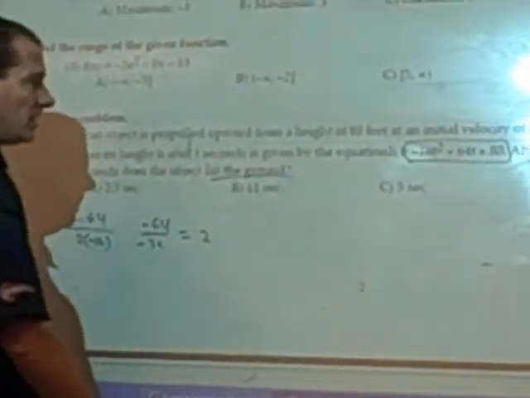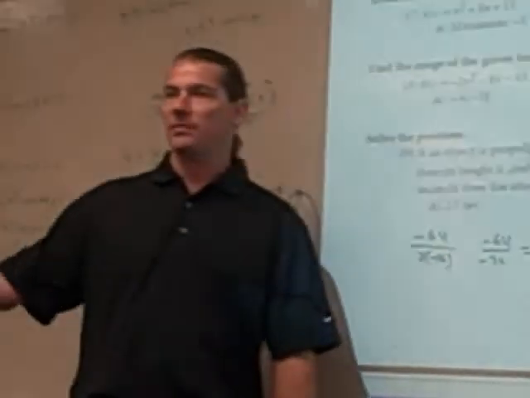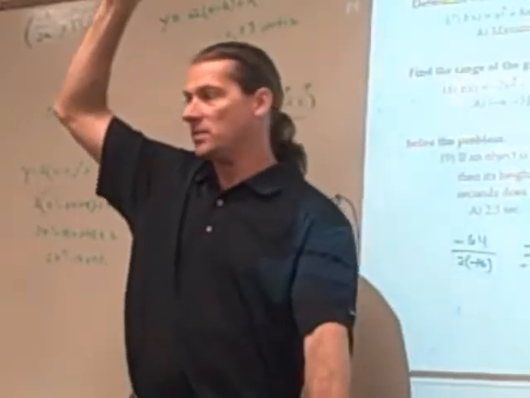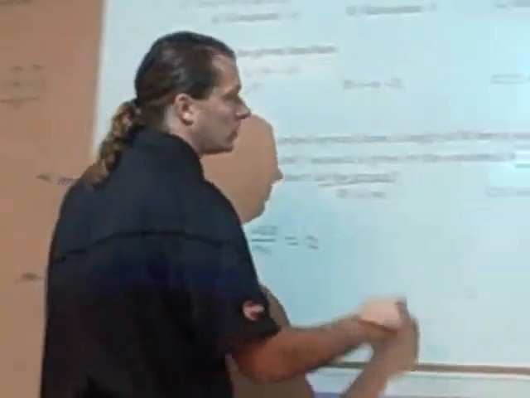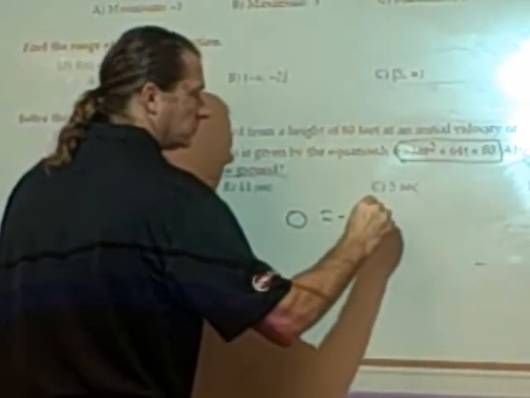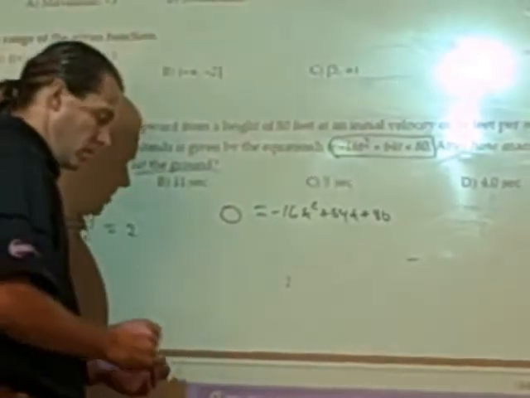Well, this isn't a vertex problem at all. The ground is not the vertex of this travel. If it goes up and comes down, the ground is not the vertex. The vertex would be the max or min. The ground is precisely saying, when does this equal zero? And that, indeed, is solving the quadratic equation.